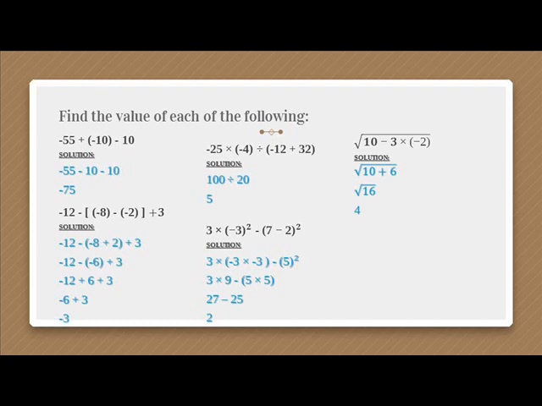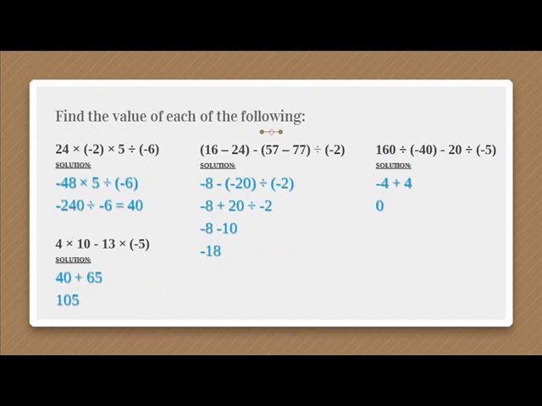Then in the last one we have the square root of 10 minus 3 into minus 2. Well, first of all we will multiply minus 3 and minus 2. Minus minus is plus, and 3 into 2 is 6, so we have plus 6. Adding 10 and 6 we get 16, the root of which is 4, because 4 multiplied by 4 is 16, so 4 is our final answer.